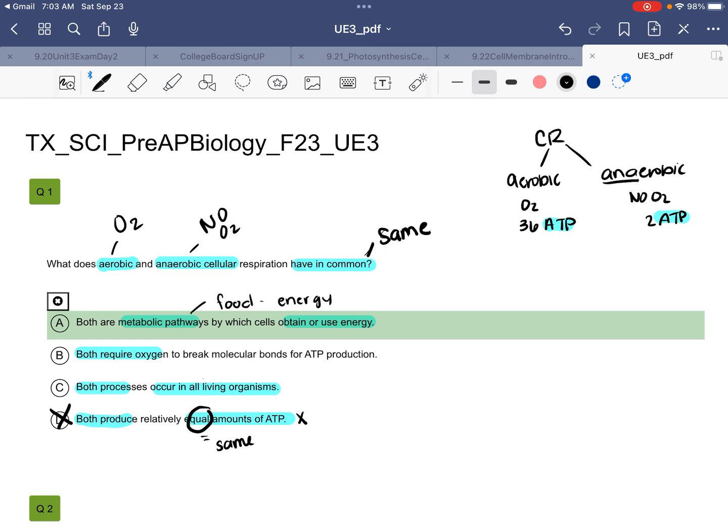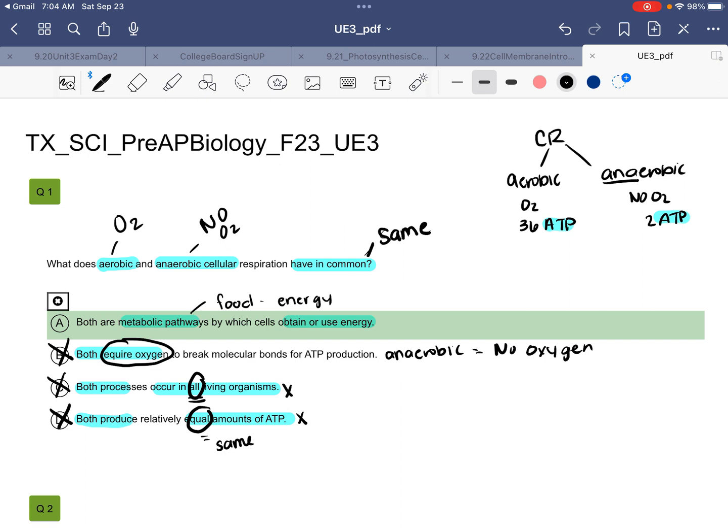Both processes occur in all living organisms. Your keyword there is all. Like all organisms do not practice the same aerobic and anaerobic. There is some bacteria that only do anaerobic, right? So that is why C would have not been our answer. And they both require oxygen. We know that one is not true because anaerobic is no oxygen. So that's the one that we mimicked in our barf bag lab. We squeezed out the air to mimic an environment without oxygen. So we know B was out.